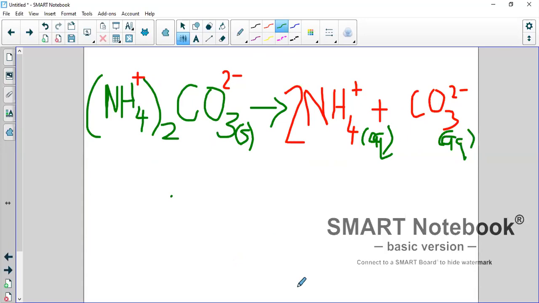Sir, is it fine if we put H2O above the arrow, showing it's dissolving in water? Yes, it shows the solvent that you're using. You can put water here, it's fine. You can leave it or put it, it's fine. Okay, we'll move on to the next one.